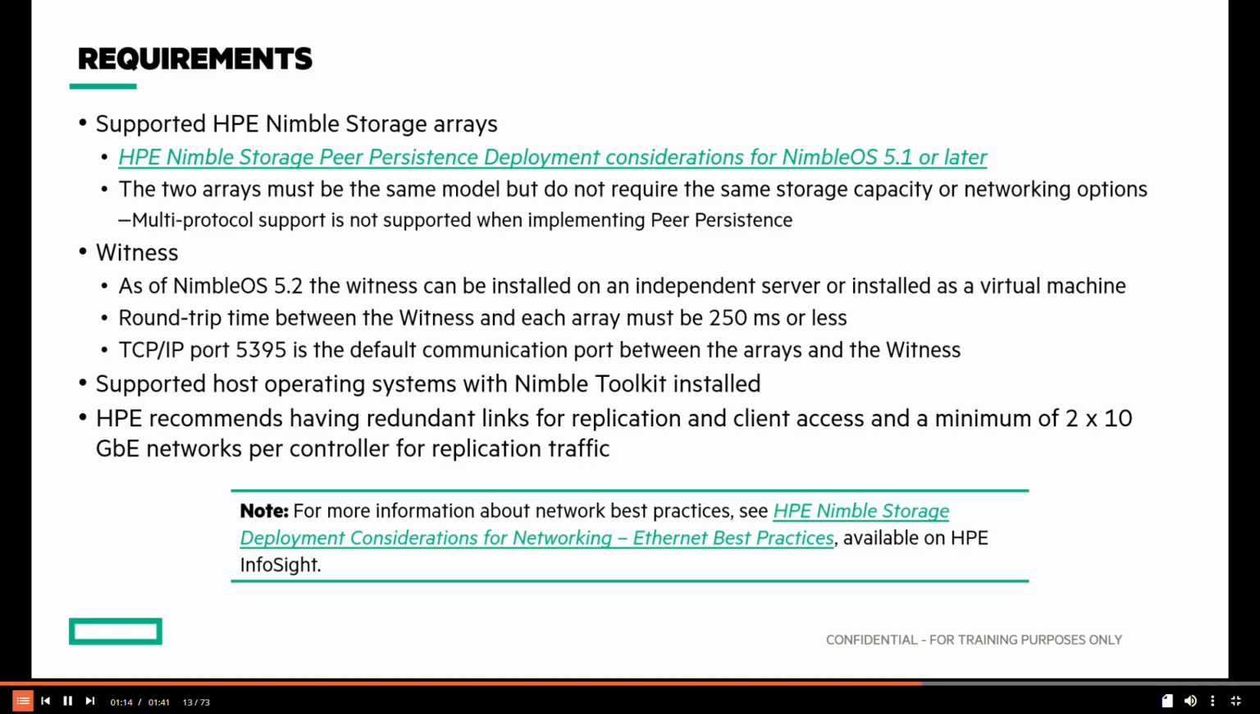HPE recommends having redundant links for replication and client access, and a minimum of two 10 GigE networks per controller for replication traffic. Information about network best practices is documented in the HPE Nimble Storage Deployment Considerations for Networking, Ethernet Best Practices. This is available on HPE InfoSite.